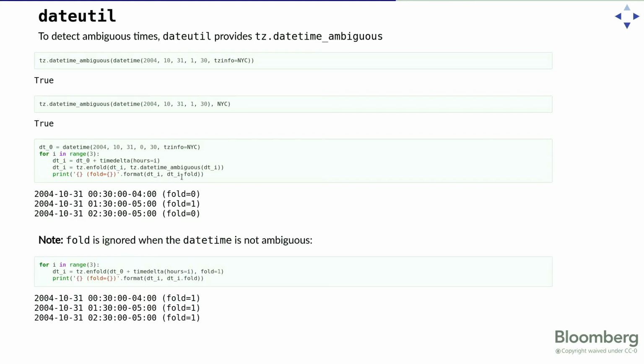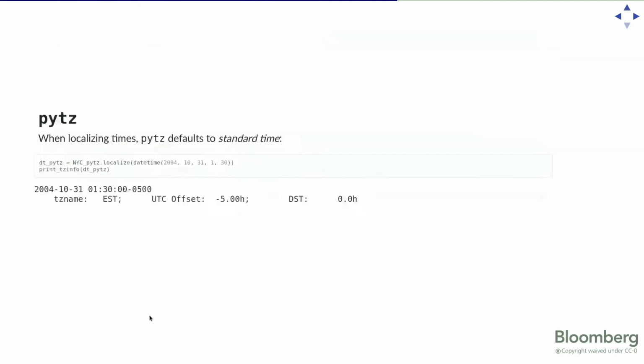That said, you don't actually have to do this, because part of the PEP is that the fold attribute is ignored for anything that is not an ambiguous datetime. So if you just set fold everywhere, then you'll get standard time if it's ambiguous, and you'll get whatever's appropriate if it's not ambiguous.